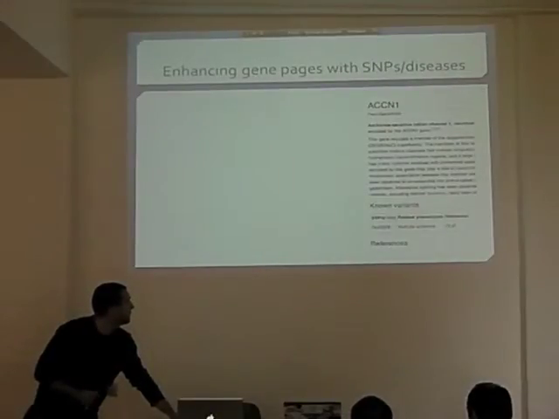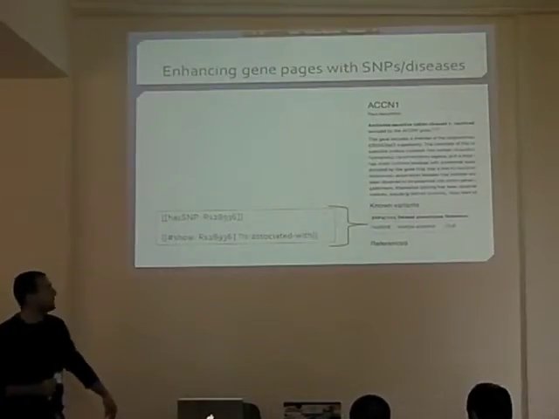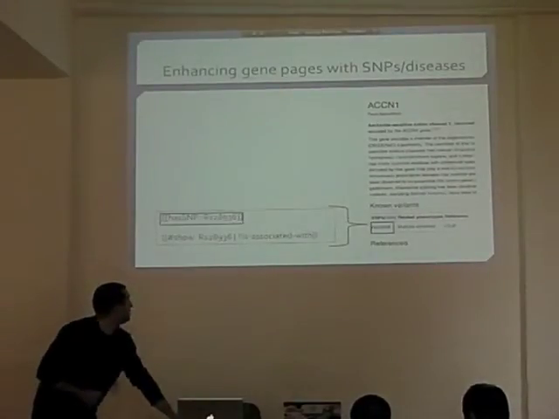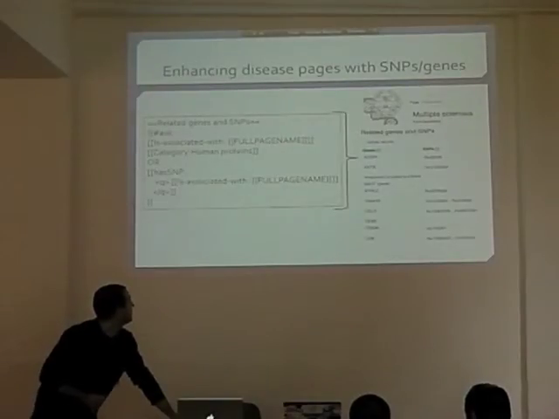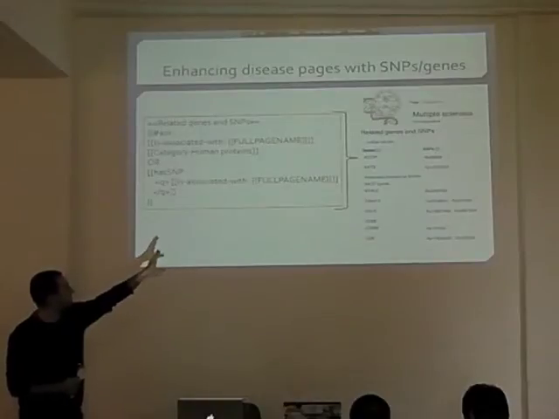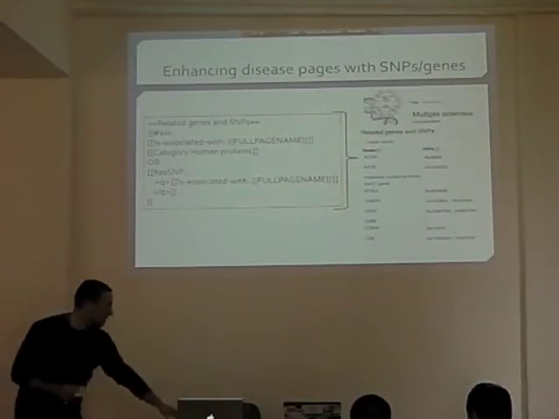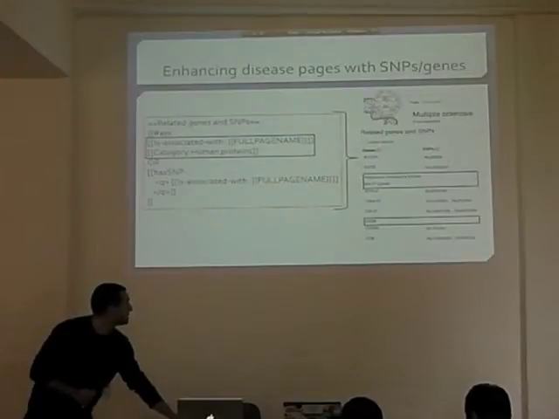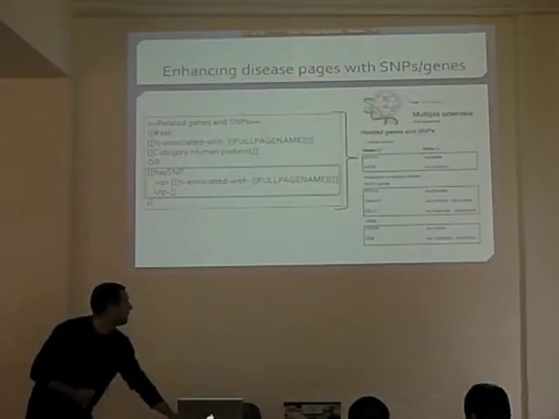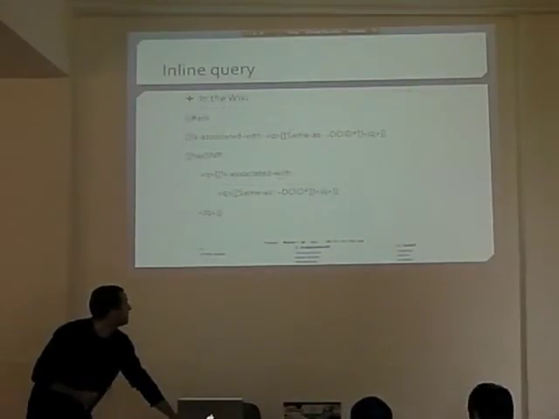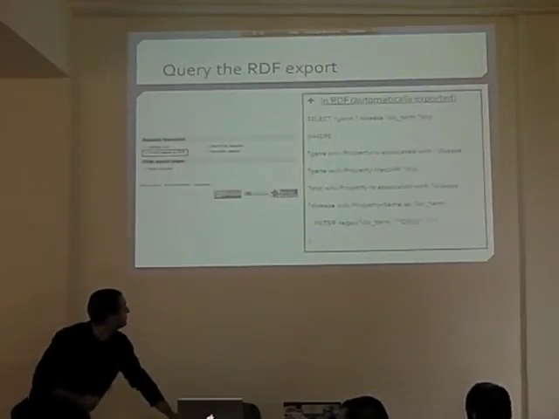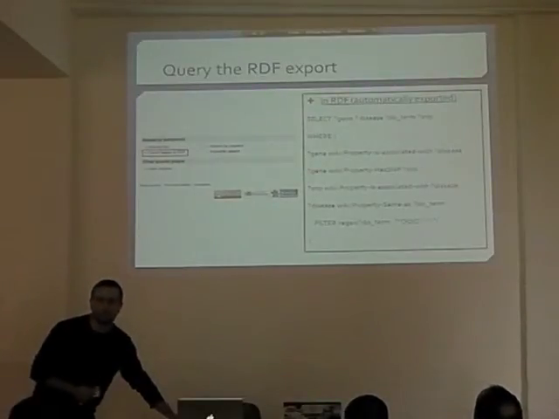And we used inline queries to make tables with known variants on each gene page, where you can see obviously property values. We did the same thing on disease pages, where we put, again, inline queries just to show the genes associated to which SNPs for the same disease, as you can see here. And of course it is possible to run semantic search using pretty much the same syntax. This is an inline query. And in RDF, you can use a SPARQL query for the same result.